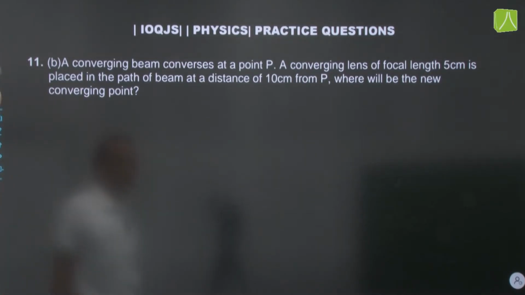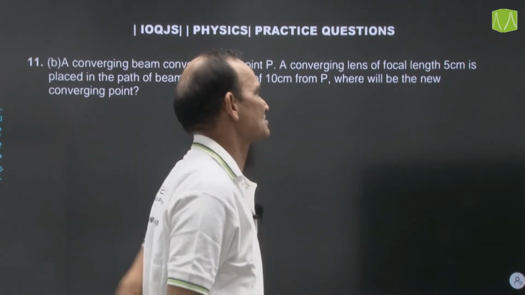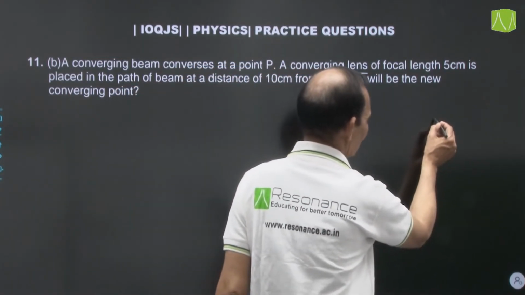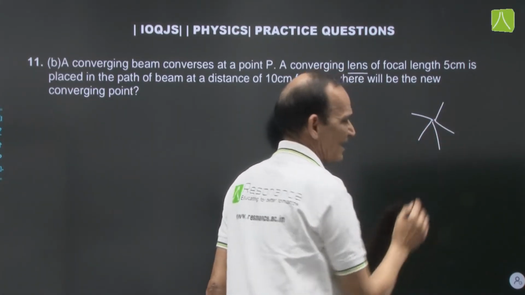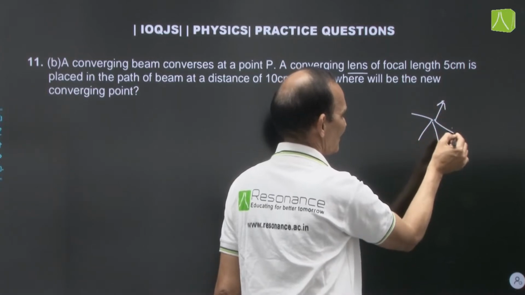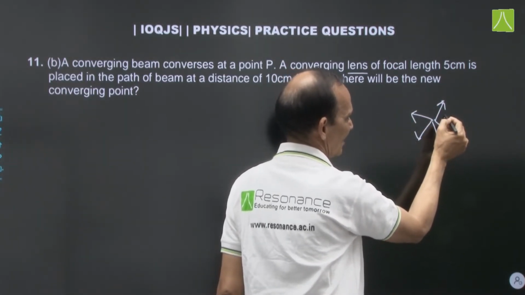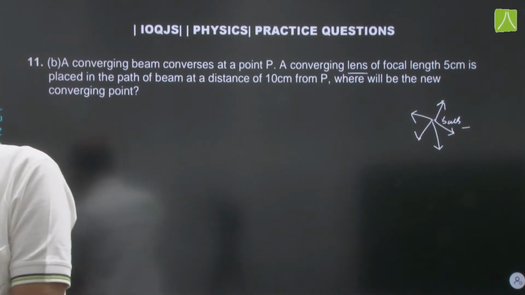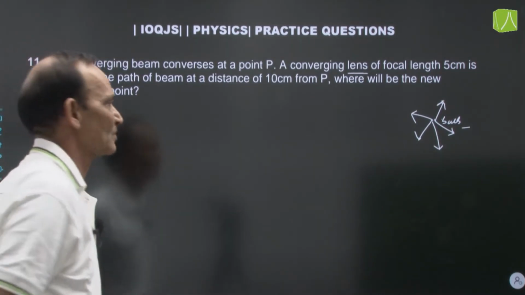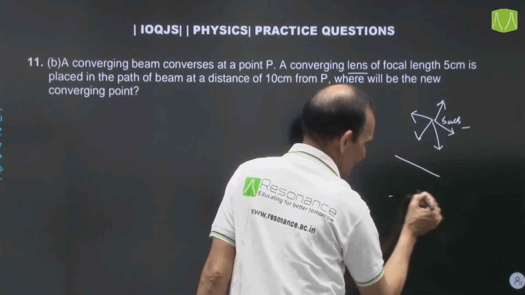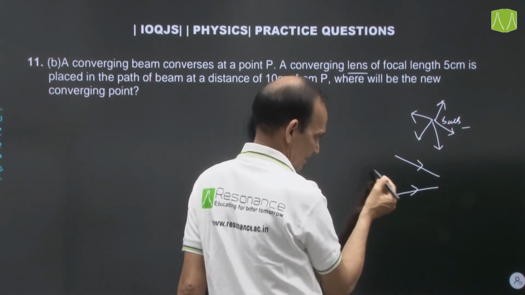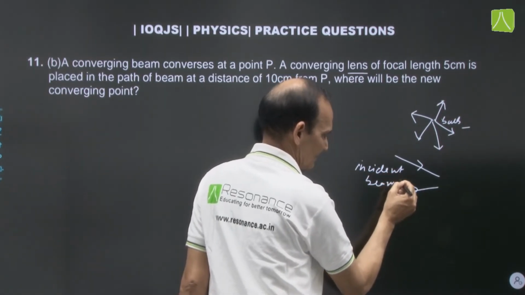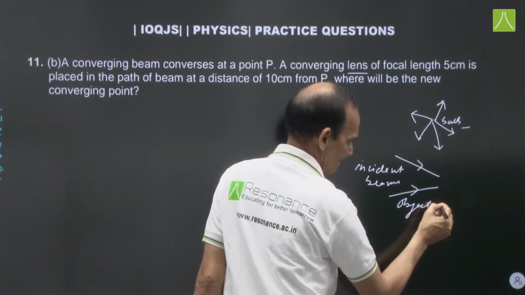A converging beam converges at a point P. A converging lens... Remember this. First of all, suppose it is a bulb. It is spreading rays of light this way. It is a diverging beam. It means if the beam is diverging, then definitely the object will be real. It can never form this kind of beam. If this is the incident beam, then the object will be virtual.